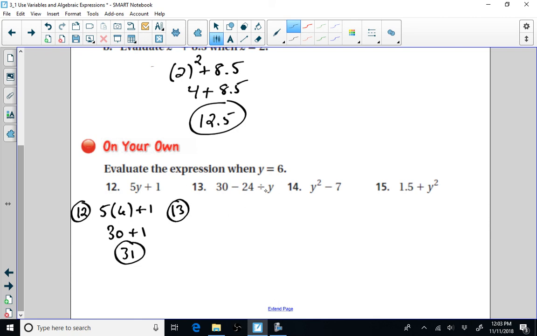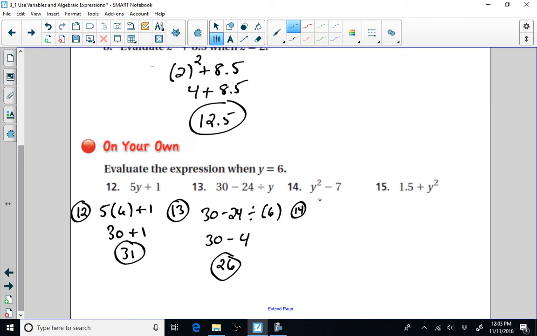Number 13, my expression reads 30 minus 24 divided by a number y, and we want y to be 6. So this is going to be 30 minus 24 divided by 6. Order of operations says we have to do that division before we do the subtraction. So this is going to be 30 minus, 24 divided by 6 is going to be 4. 30 minus 4 is going to be 26 for number 13.